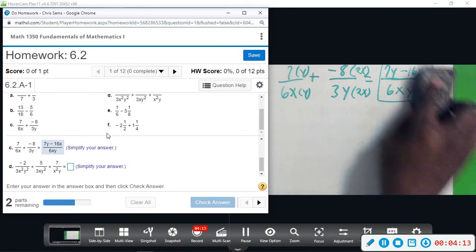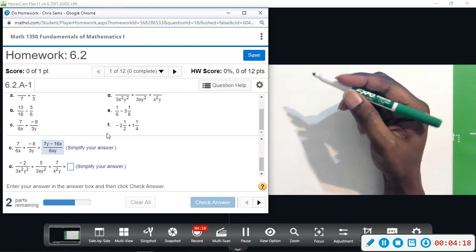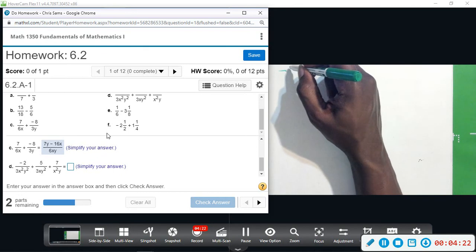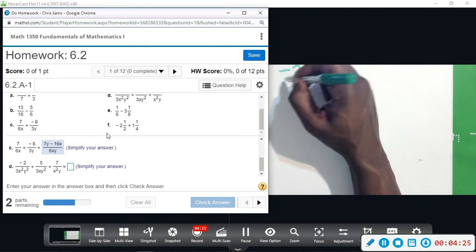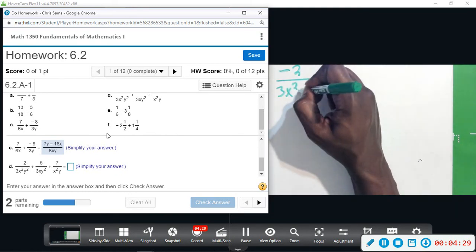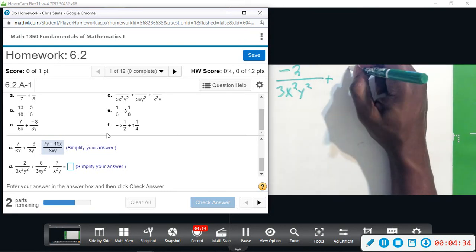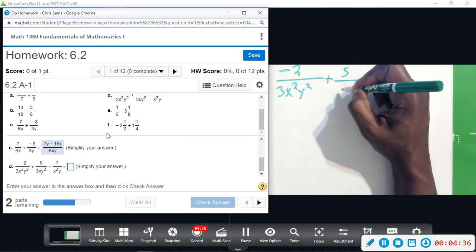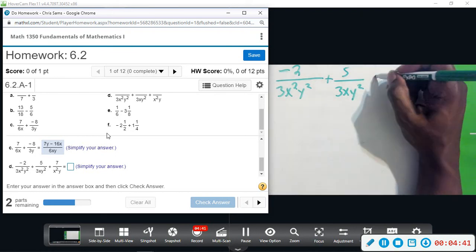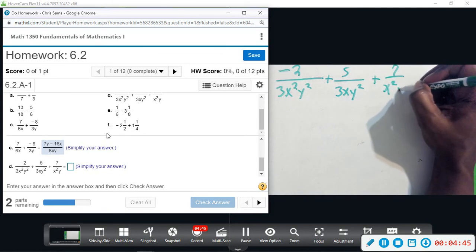Alright, D. We have negative 2 over 3x squared y squared plus 5 over 3xy squared plus 7 over x squared y.